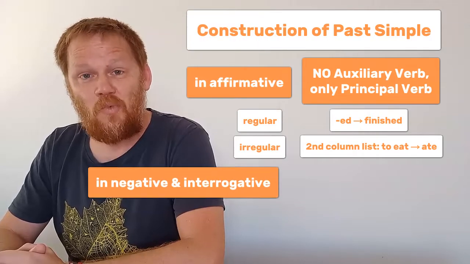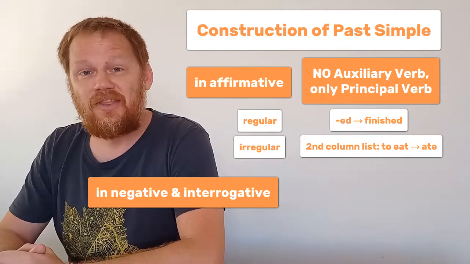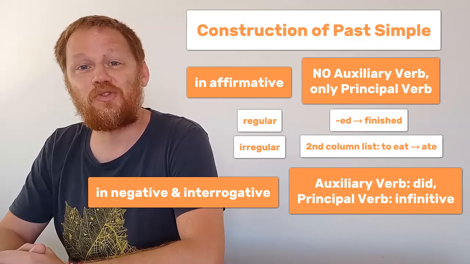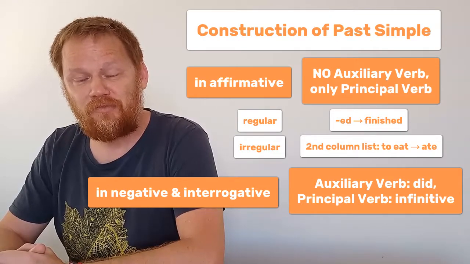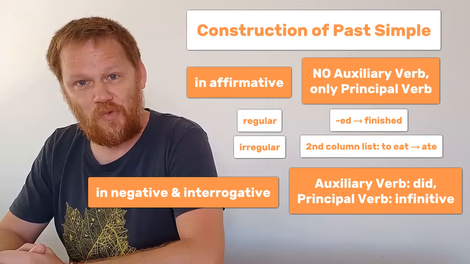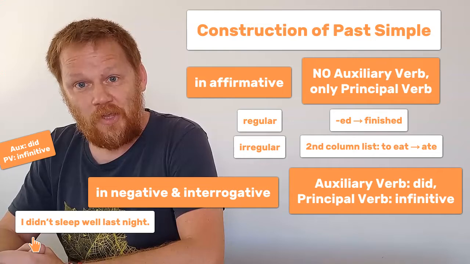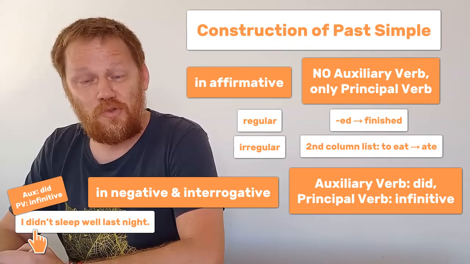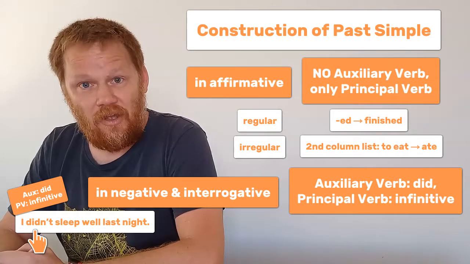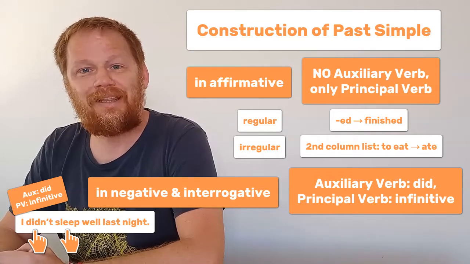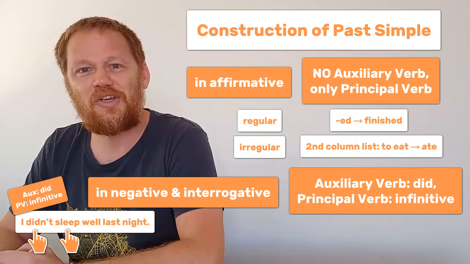Okay? Now, when using the past simple in negative or interrogative sentences, then you have to use the auxiliary verb to do in the past, which is did, followed by the principal verb in the infinitive form. Okay? For example, I didn't sleep well last night. So you see, we use the auxiliary verb to do in the past, and as this is a negative sentence, we say didn't, followed by the principal verb in the infinitive form sleep. I didn't sleep well last night.